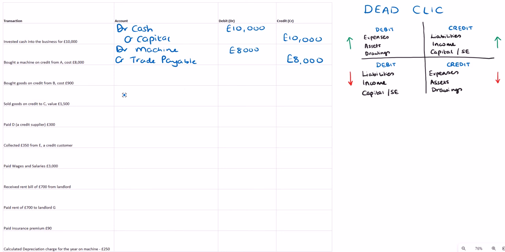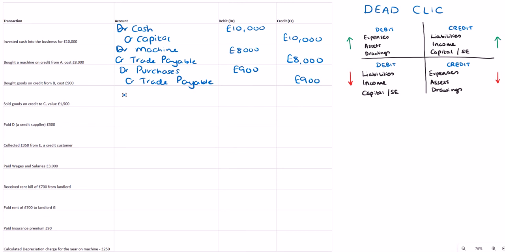Next one, bought goods on credit from B for a cost of £900. So bought goods, this is an expense to the business, and we're going to use the purchases account. So that's going to be a debit to purchases. So if I want to increase my expense account, I would like to debit it. And the fact that the business has bought it on credit from B, that's a liability. So again, credit trade payable or trade creditor of £900. Debit here and £900 credit.